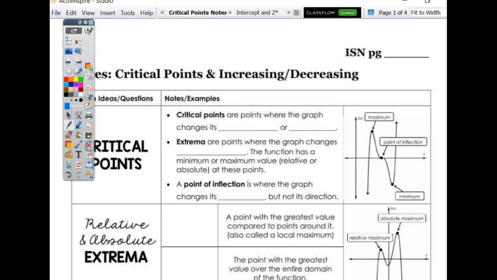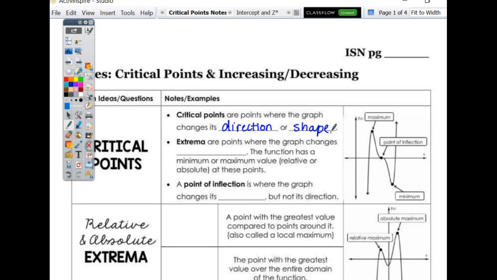So we're going to go on and talk about critical points today. A critical point is a point where the graph changes its direction or shape. Direction or shape.